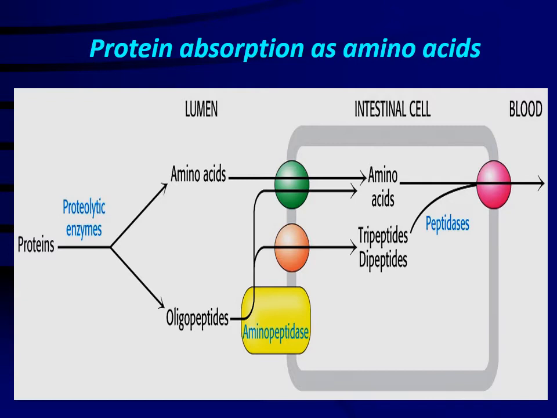Protein absorption as amino acids. Protein digestion is primarily a result of the activity of enzymes secreted by the pancreas. Aminopeptidases associated with the intestinal epithelium further digest proteins. The amino acids and di and tripeptides are absorbed into the intestinal cells by specific transporters. Free amino acids are then released into the blood for use by other tissues.